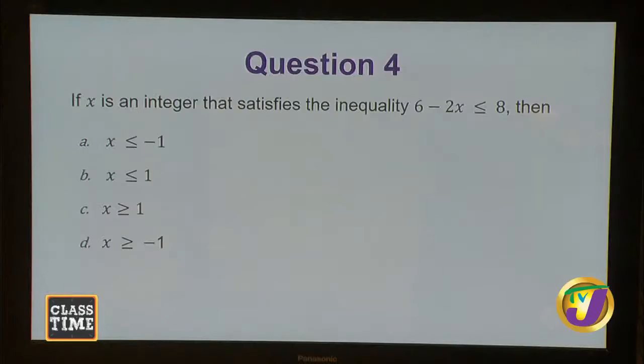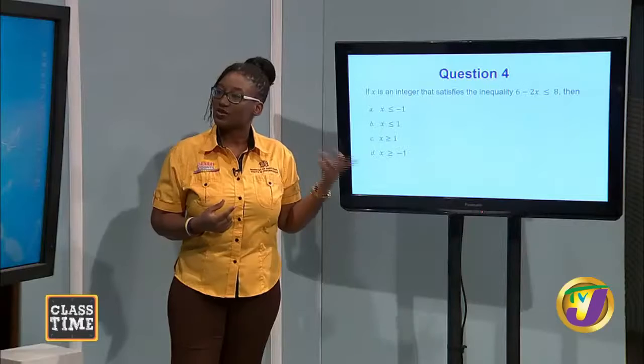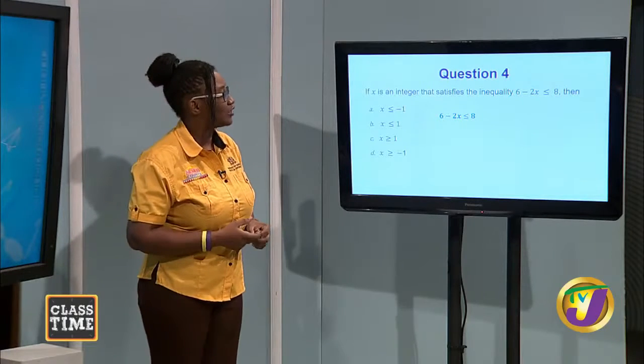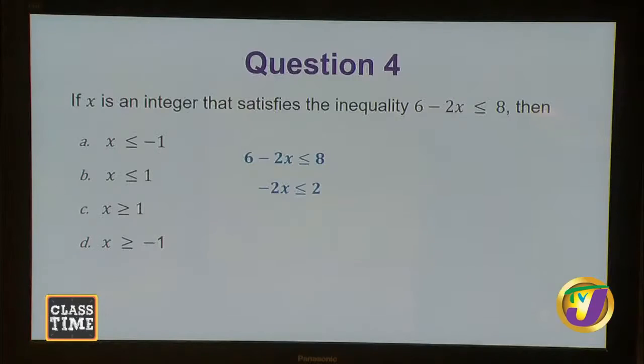All right, let's go to question 4. If x is an integer that satisfies the inequality 6 subtract 2x is less than or equal to 8, then we're being asked to find which of these options is correct as it relates to the value of x. It looks like an inequality that we can simplify a bit. So we could subtract 6 from both sides, and we're left with negative 2x is less than or equal to positive 2. Now we need to divide both sides by negative 2. What will that give us?